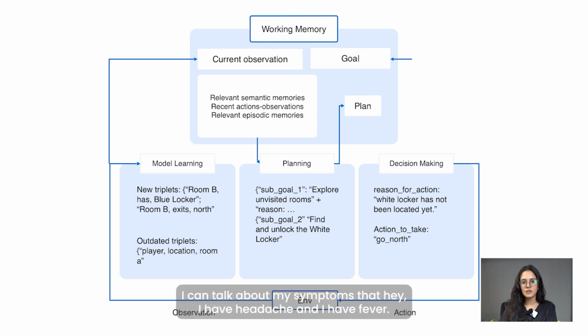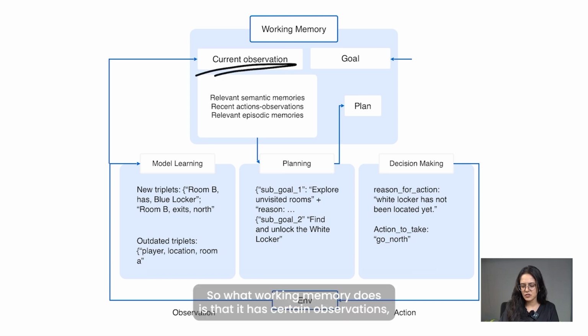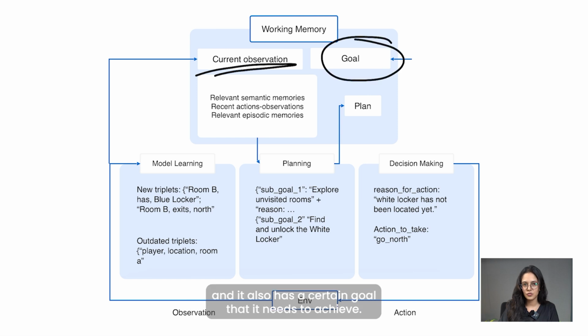I can talk about my symptoms, that, hey, I have a headache and I have a fever. So the symptom itself is going to be an entity. And between these entities, there are going to be relationships. So from my name to all of these different entities, it's going to establish relationships, and those relationships become part of your working memory. So what working memory does is that it has certain observations, whatever the current observation is, and it also has a certain goal that it needs to achieve.